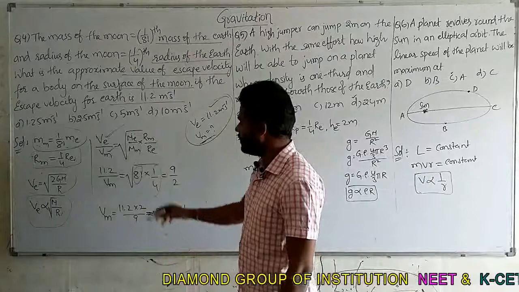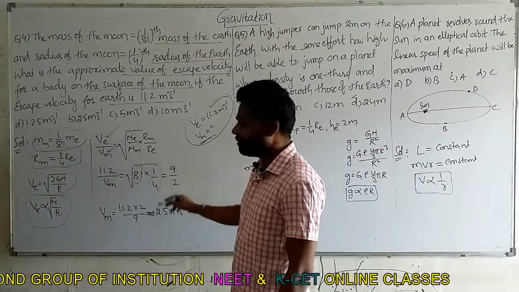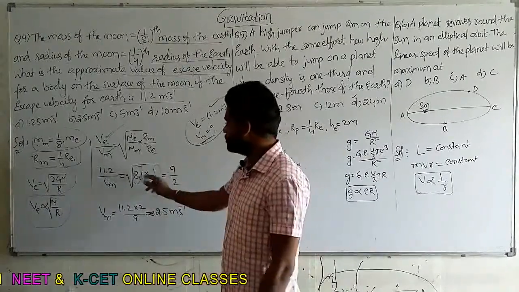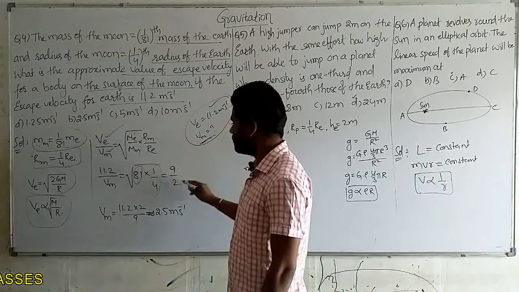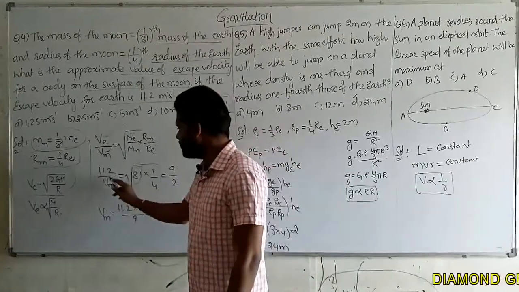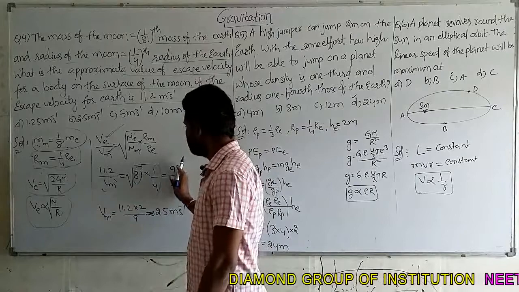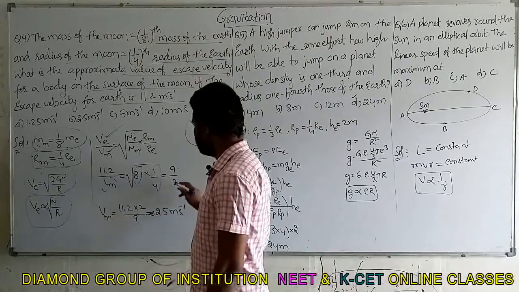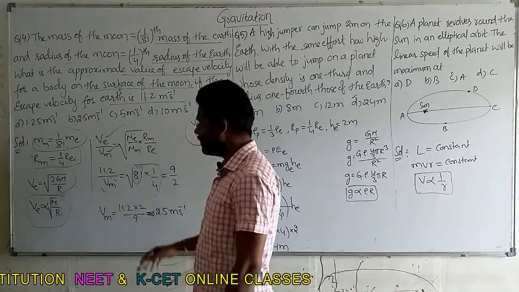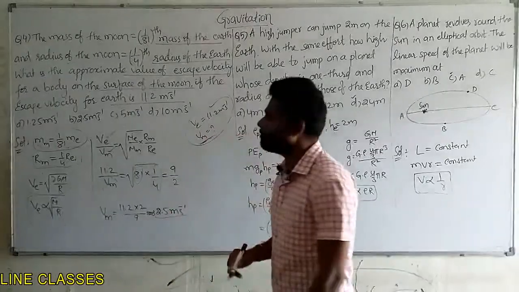Okay, so now we have the square root of 81 into 1 by 4, that means 81 by 4. The square root of 81 is 9, and the square root of 4 is 2. The escape velocity on the Moon that we have to find is equal to this, sending this to the other side. So 9 by 2 will become 2 by 9. So 11.2 into 2 by 9, approximately we will get 2.5 meter per second.